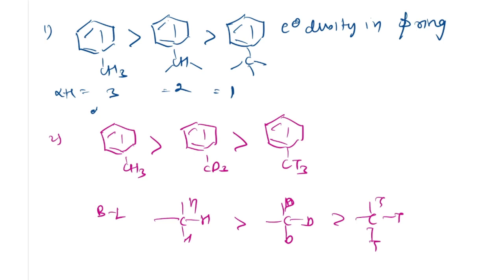So it will easily increase the electron density in the ring. Again, these are questions related to electron density in the benzene ring. So among CH3, CD3, and CT3, the electron density is more in case of CH3, because the CH bond is weak, it could easily break and it will give more hyperconjugating structures.